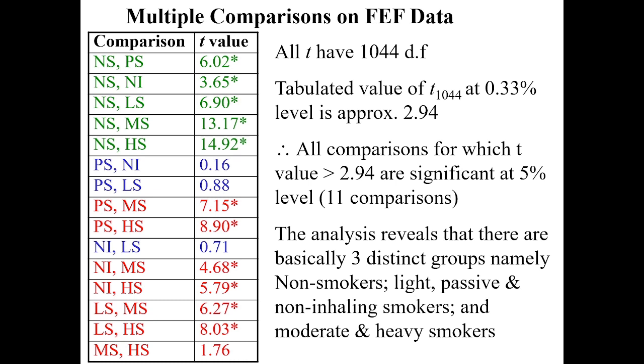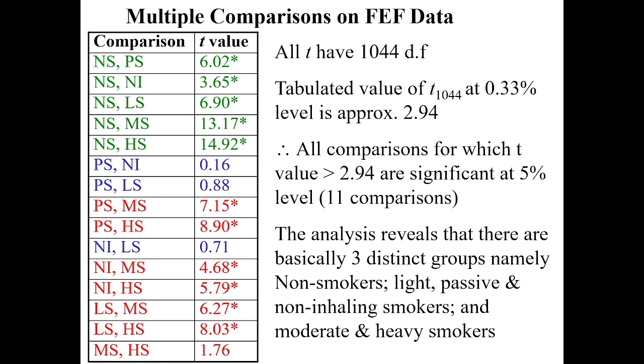And non-inhaling versus low smoking is also not significant. Then the moderate and heavy smoking, compared to the others, are all significant except moderate versus heavy. So moderate is as bad as heavy, or heavy is as good as moderate, whatever you want to say. So basically there are three distinct groups. One, non-smokers, who stand separate. Light, passive and non-inhaling is one category, and moderate and heavy smokers are another category.